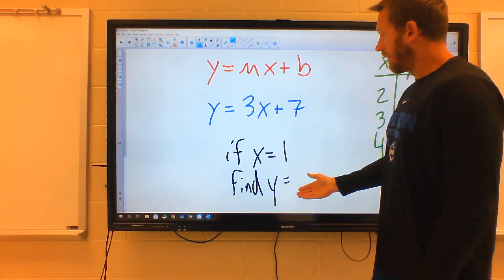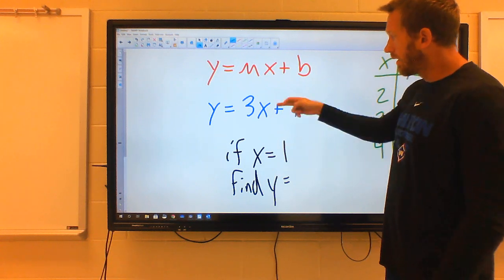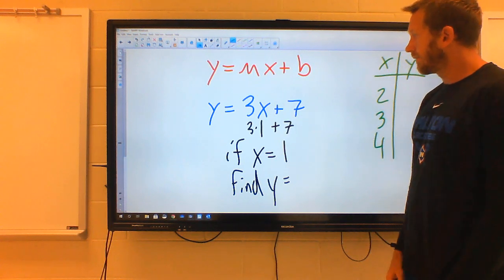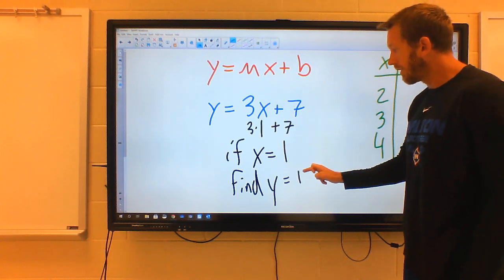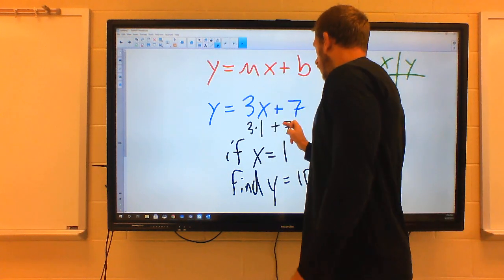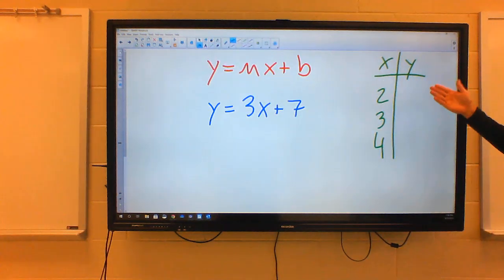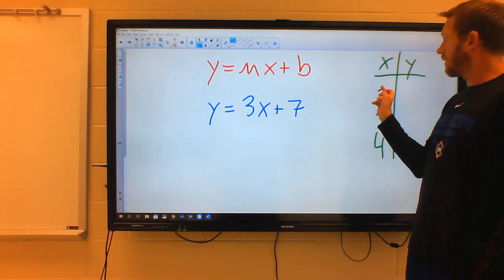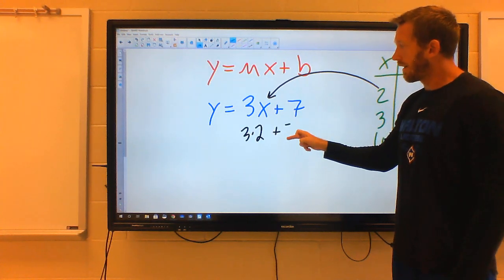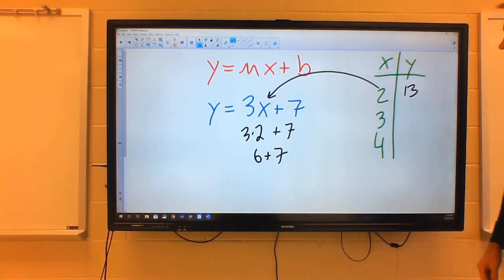Another way they could have done it is they give you the question, if x is 1, find y, so 3 times 1, and then add 7. 3 times 1 is 3, plus 7, y would be equal to 10. Or they would just give you a table and say find those values that correspond, so plug 2 in for x, 3 times 2, and then add 7, so 6 plus 7 is 13.